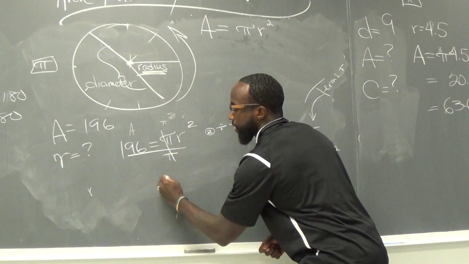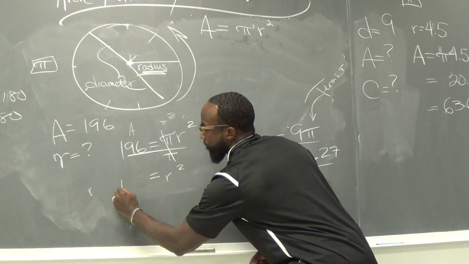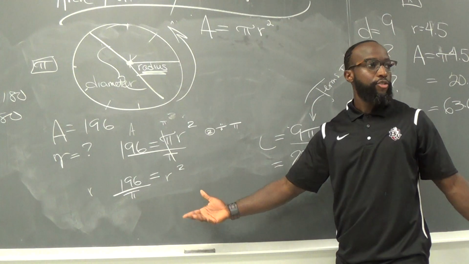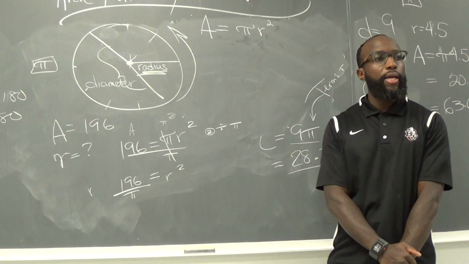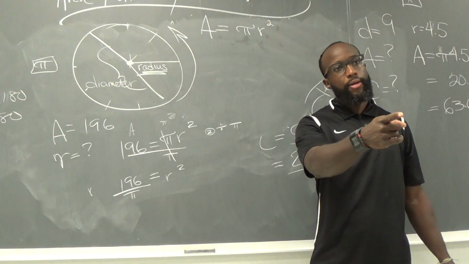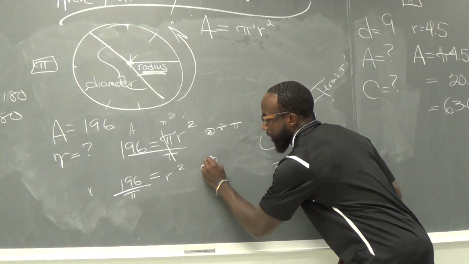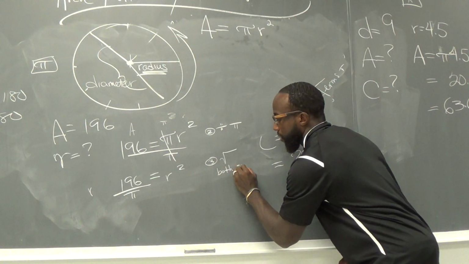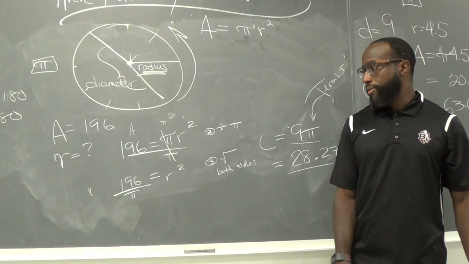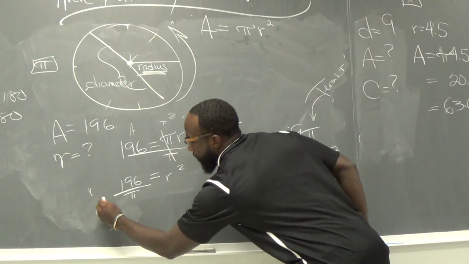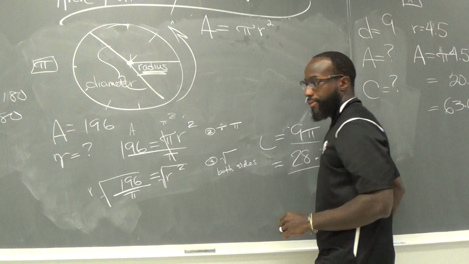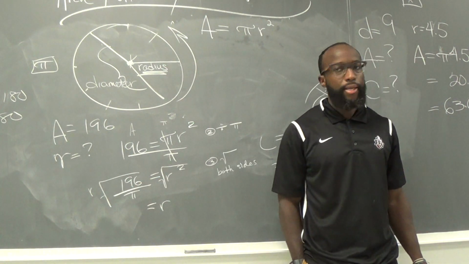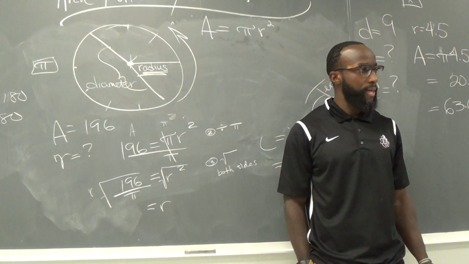That becomes 1, right? So now you got r squared equals 196 over pi, which is an actual number, right? Then from here, you would deal with the squared. So the next thing you would do is take the square root of both sides. Which means that it would look like this, right? So then r would equal the square root of 196 over pi. Somebody tell me.